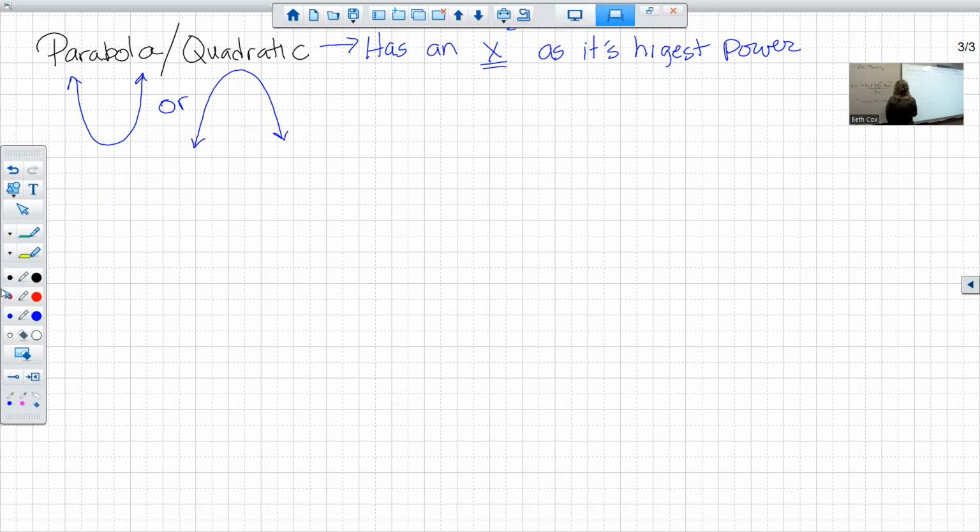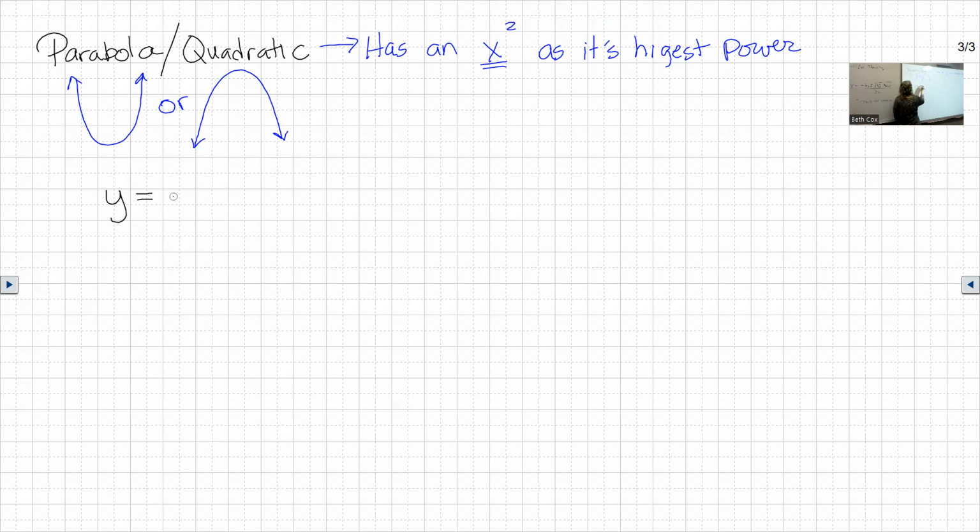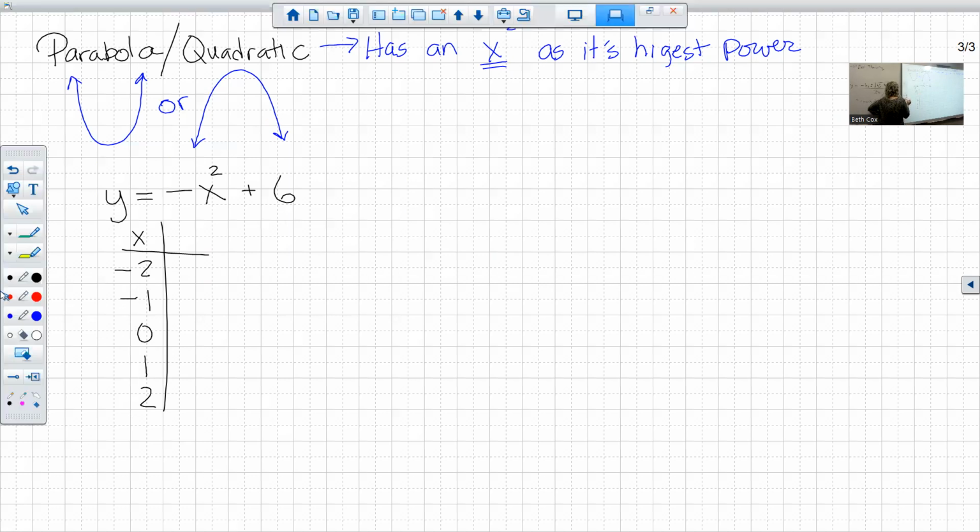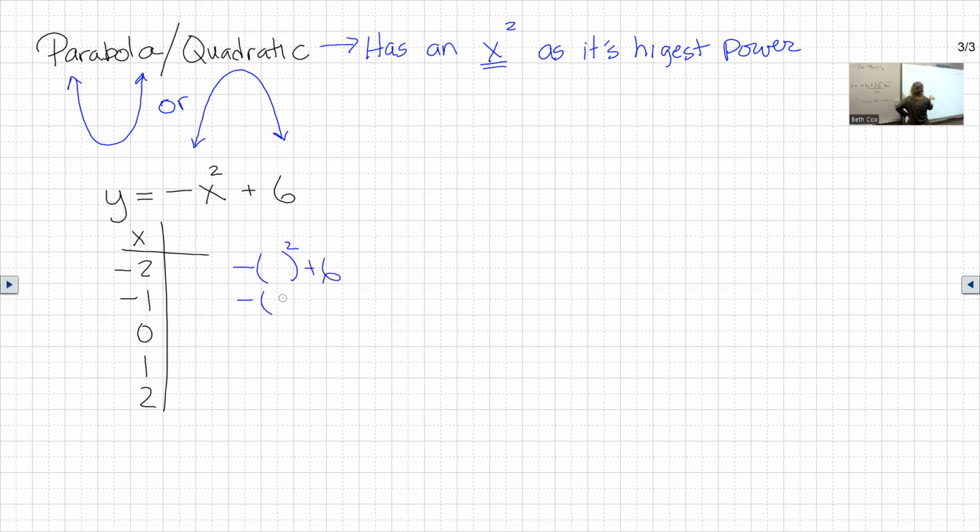And then I plot points. So say I have Y is equal to negative X squared plus 6. And then I'm given points. Say -2, -1, 0, 1, 2. I'll plug in the numbers and get numbers. I don't have to give you these numbers, right? You can come up with your own. Now I'm going to plug in -2, so be careful. Negative parentheses squared plus 6.